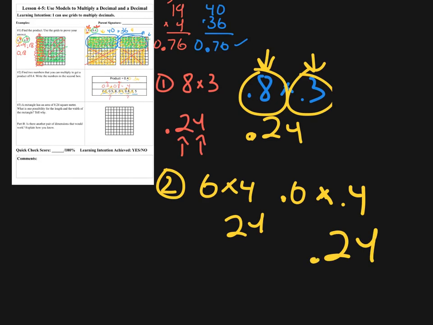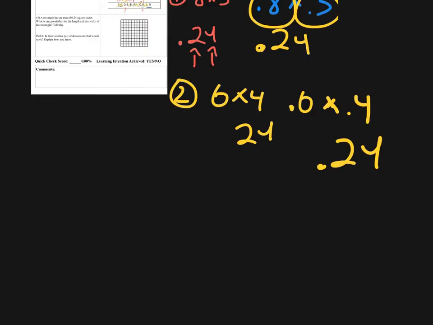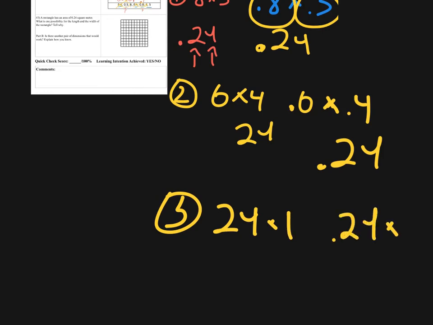The last one, you have another possibility, which is going to be 24 times 1, but then it has to be 0.24 times, actually not, it will be 2.4 times 0.1, because you want only 2 numbers behind the decimal. So it will be 2.4 times 0.1, and that will give you 0.24, because then you have 2 numbers behind the decimal.